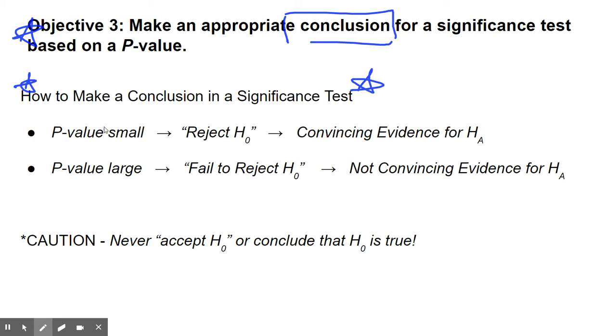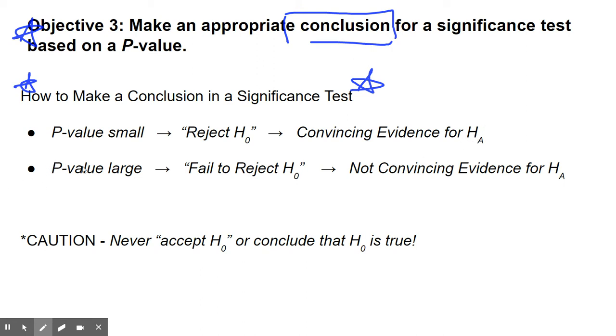If your p-value is small, meaning that the likelihood of your event happening is not likely to be by chance, then we're going to reject the null. We're going to reject the accepted value because we found convincing evidence for the alternative.